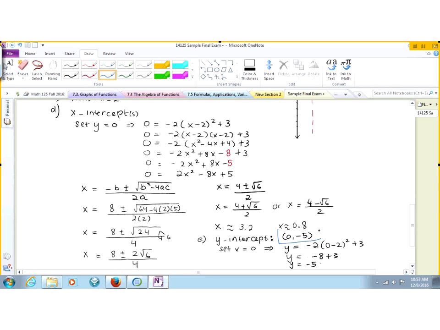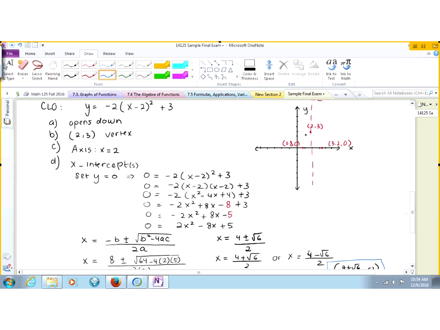So let's box this. And then let's box the other one also. So x-intercept is 4 plus square root of 6 over 2, comma 0. And then 4 minus square root of 6 over 2, comma 0. All right. So 0, comma -5, where is it? 1, 2, 3, 4. Oh, this is low.